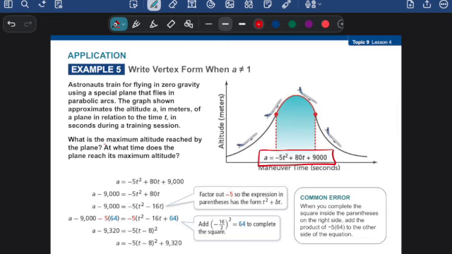We have to answer what is the maximum altitude reached by the plane. So we need to find the vertex. That's what we're looking for. And really we need to find k. That's what we're solving for. What is the y value of our vertex?